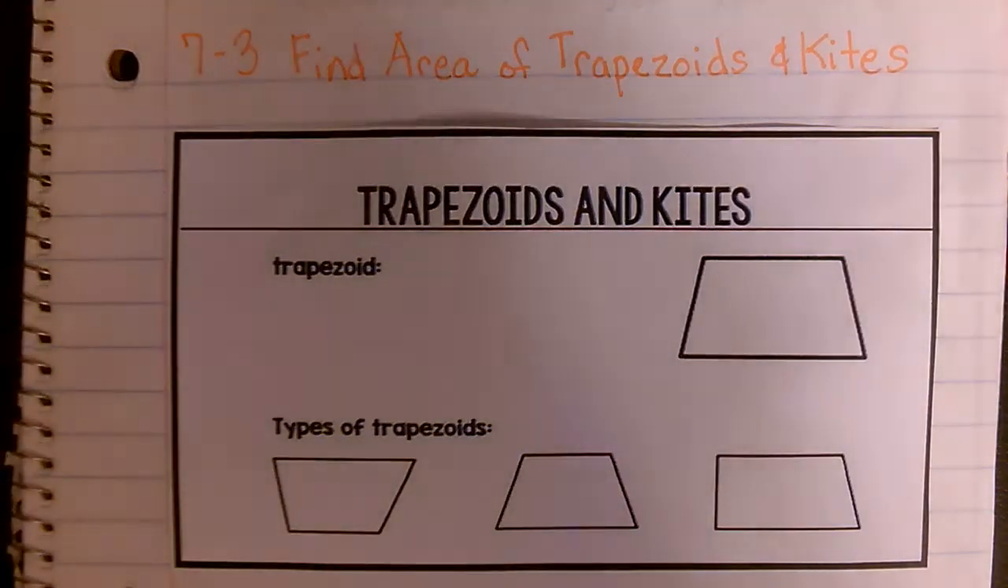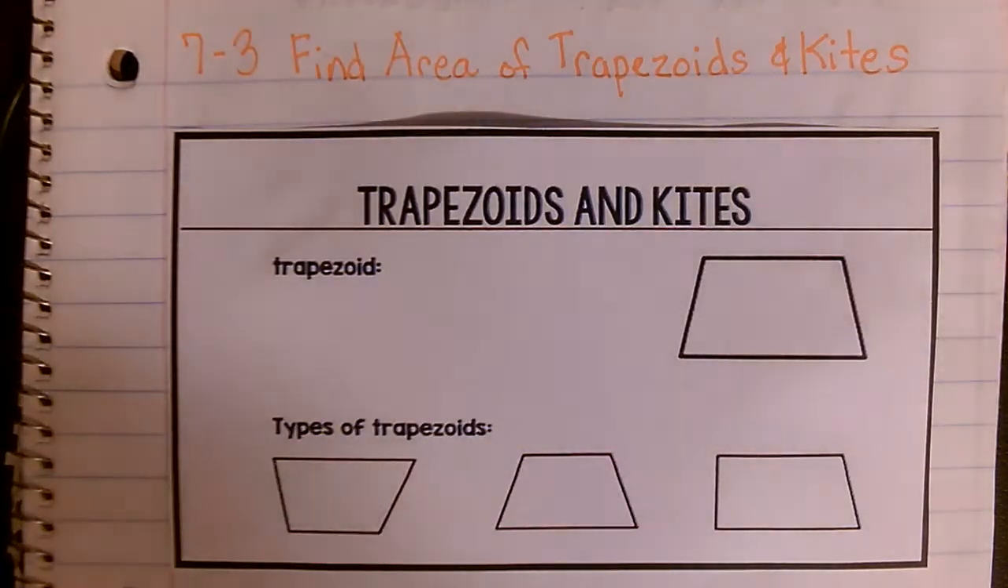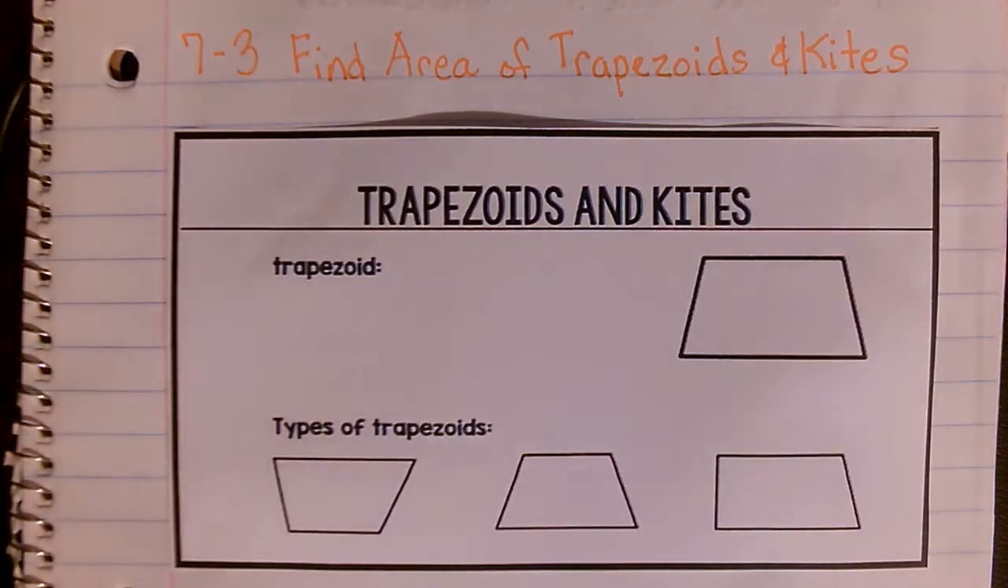Alright students, today we're going to be discussing 7-3, find area of trapezoids and kites. Okay? We're going to start by getting some just general information about what these mean. And you'll begin by taking notes.